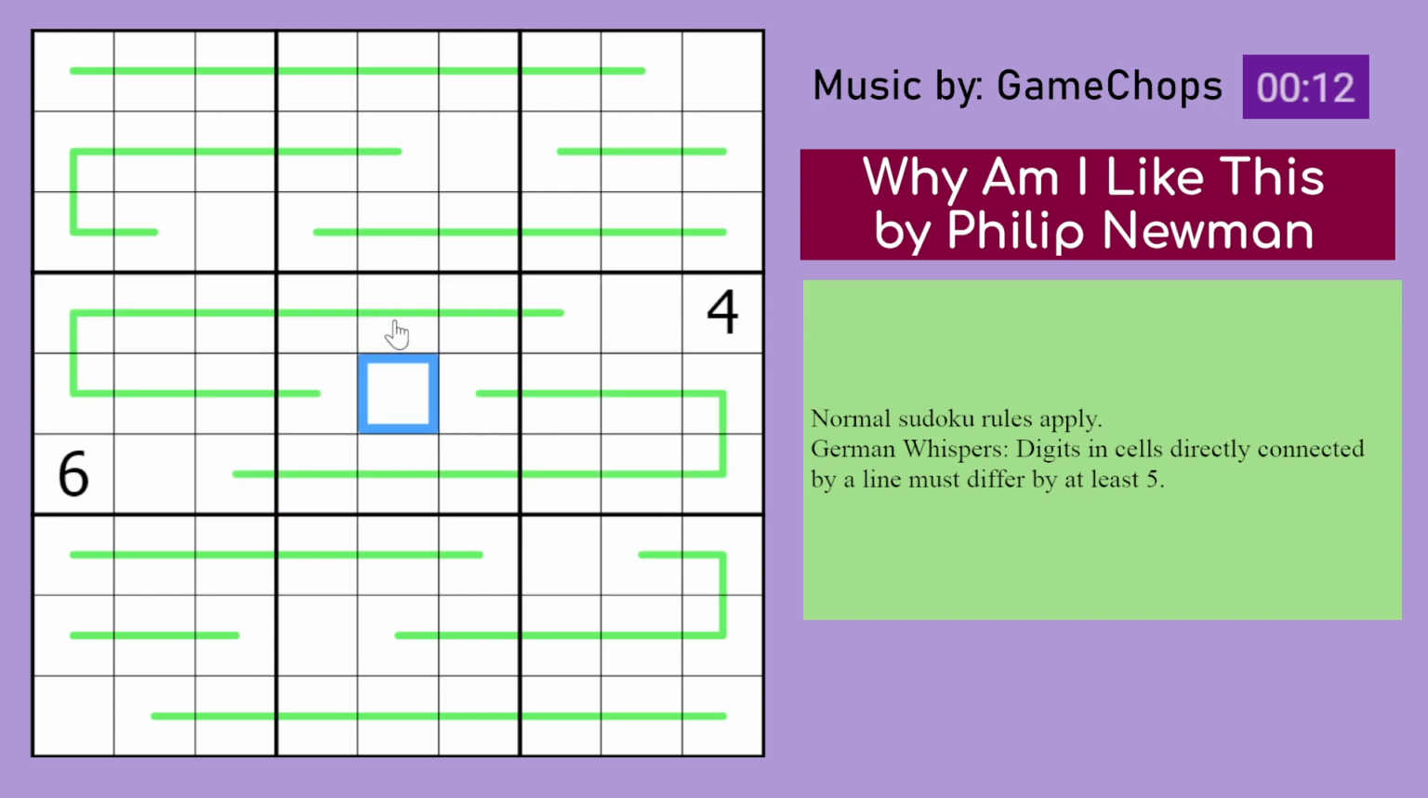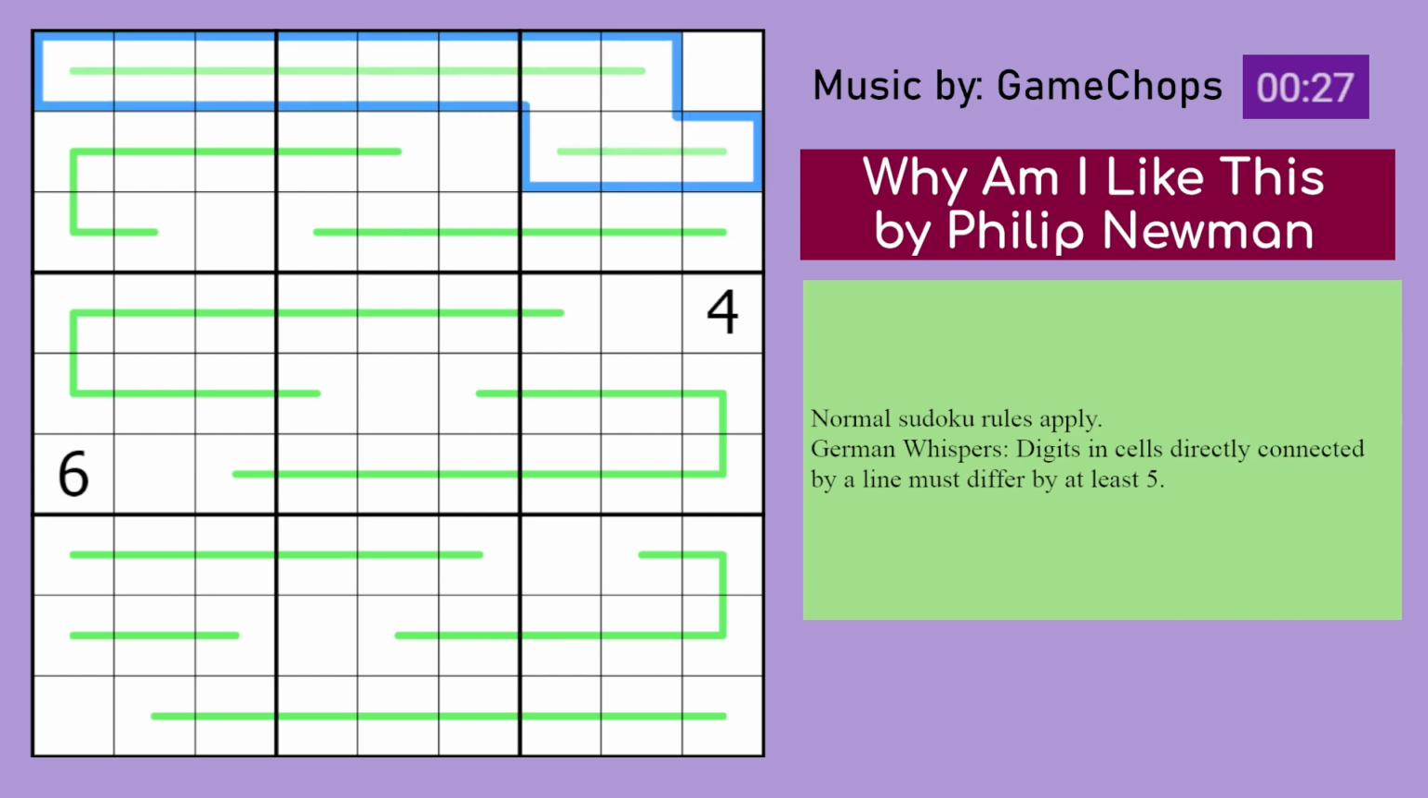The reason why is because if you try to put a 5 here, the cells next to the 5 have to either be a 0 or a 10 to be at least 5 away. And that just doesn't work because those are not valid things you can put in a Sudoku. And so that means that 5 cannot be on the line at all.